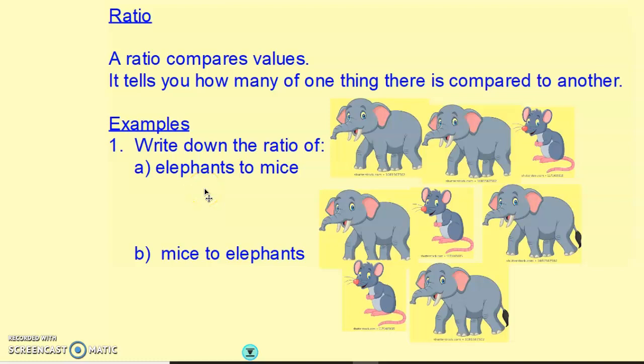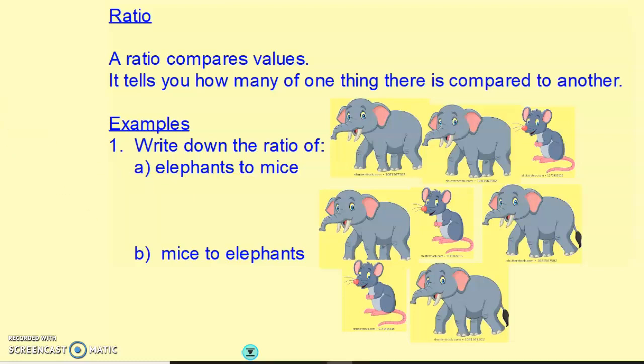We're going to have a look at ratio today. Now, a ratio compares values of two or more things. It tells you how many of one thing there is compared to another. So if we look at the pictures here, start off nice and straightforward, looking at the ratio of elephants to mice. There are 1, 2, 3, 4, 5 elephants.